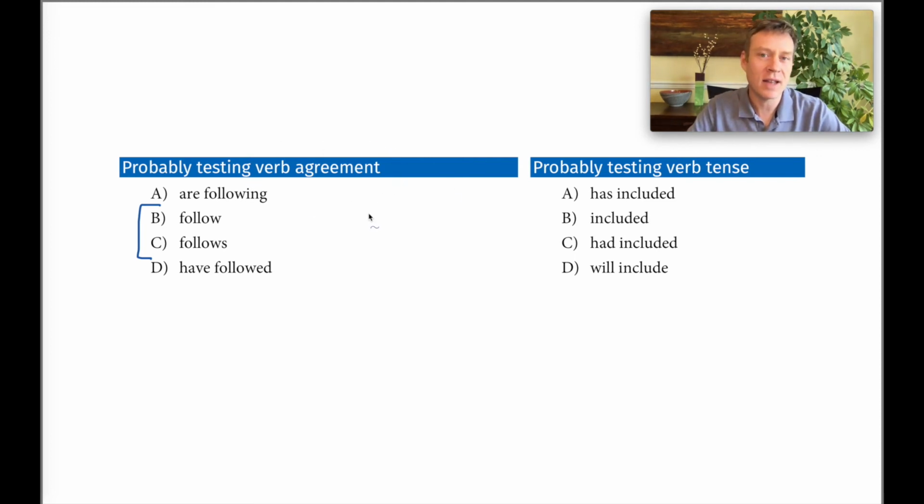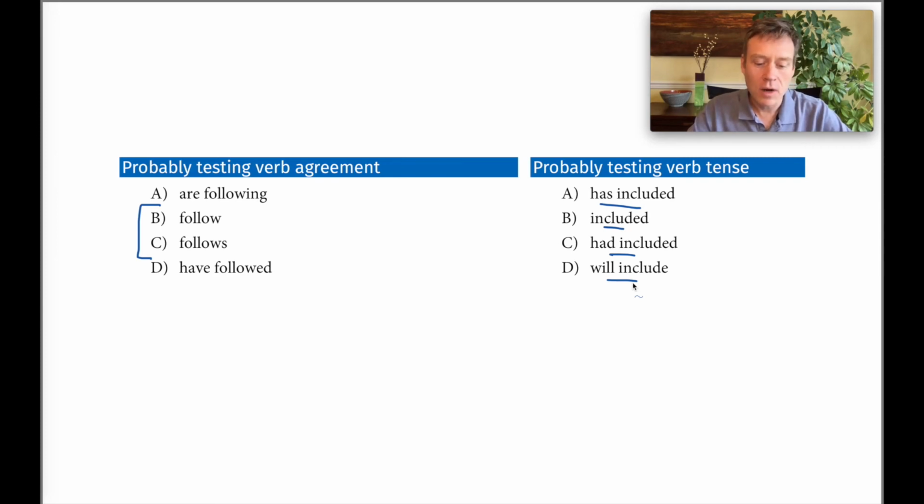And as soon as I saw that pattern, the first thing I would do would be to go look for the subject of the sentence. Over here, this is probably testing verb tense because all of the choices are different verb tenses. So has included is the present perfect, included is the simple past, had included is the past perfect, and will include is the future. So they're all different tenses. So I'll probably be looking for the contextual clues around it to sort of figure out what's going on.